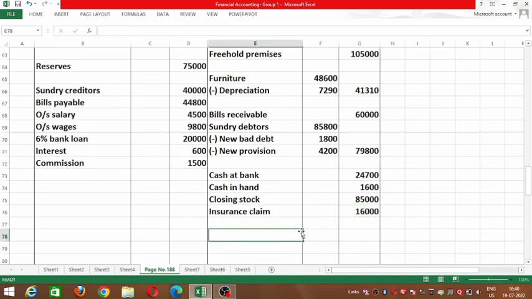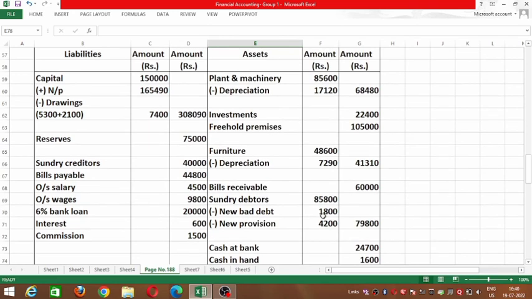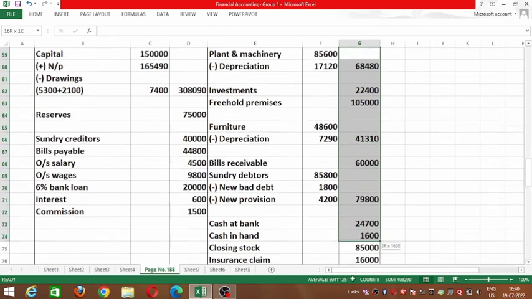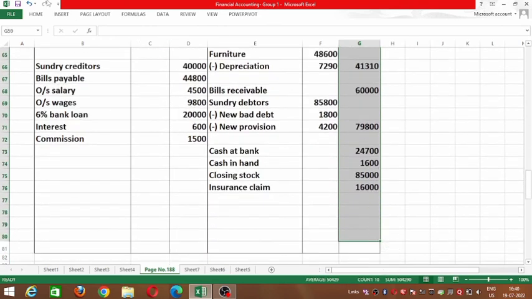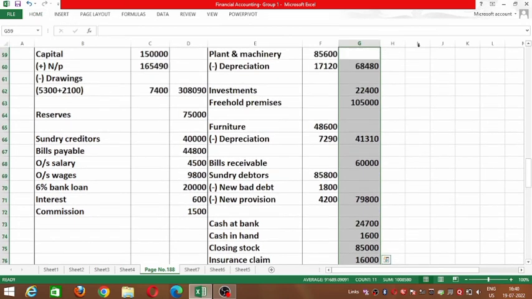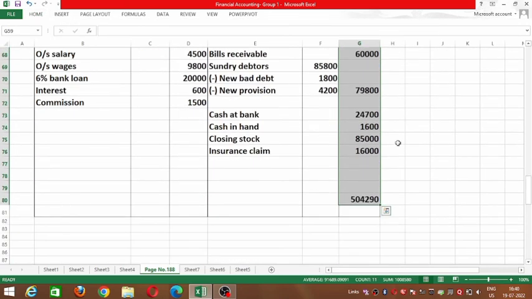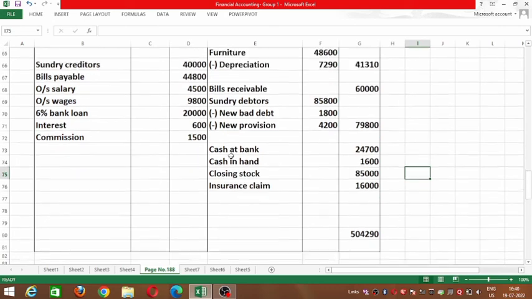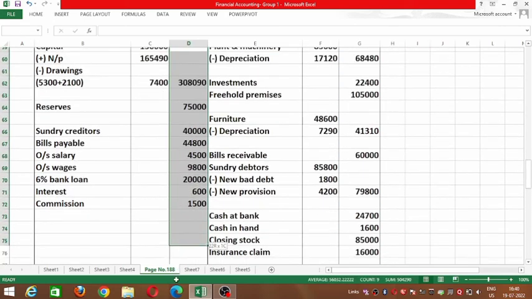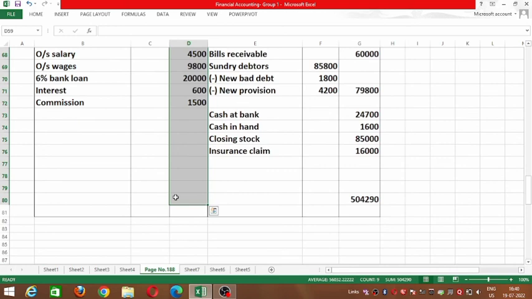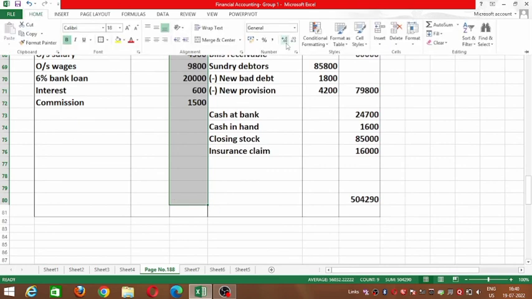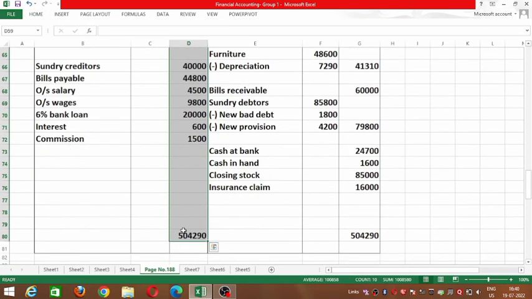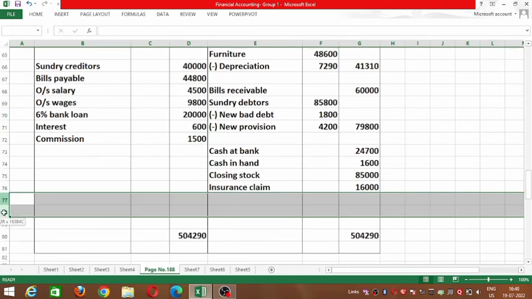Now both the sides should tally, otherwise if it doesn't tally, the problem is wrong. Let's see. Five lakh 4,290 on the asset side. Five lakh 4,290 on the liability side also. That means our problem is right.